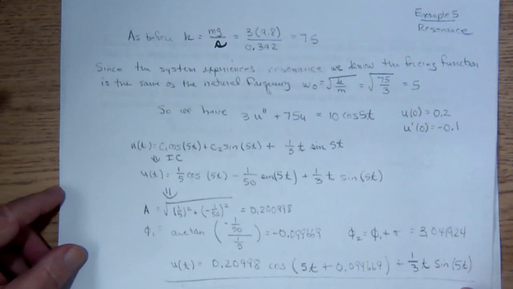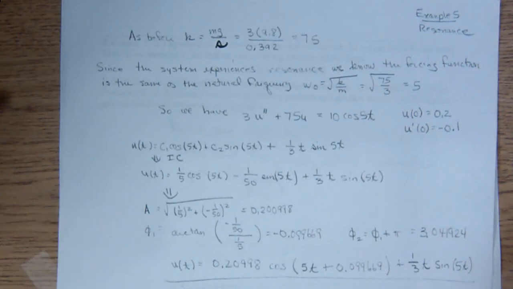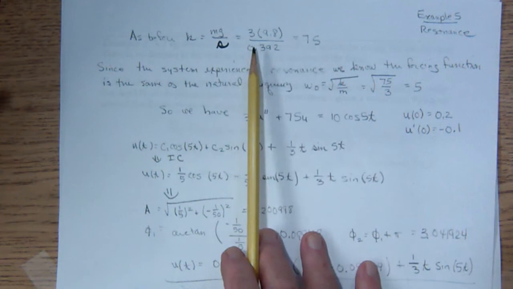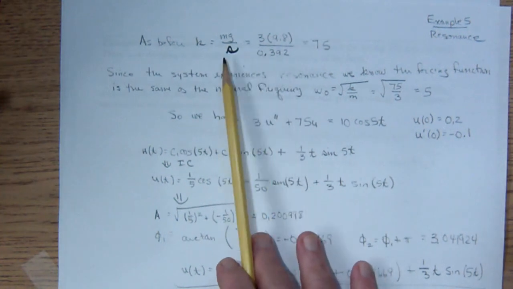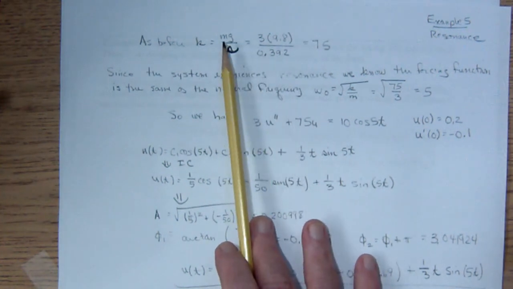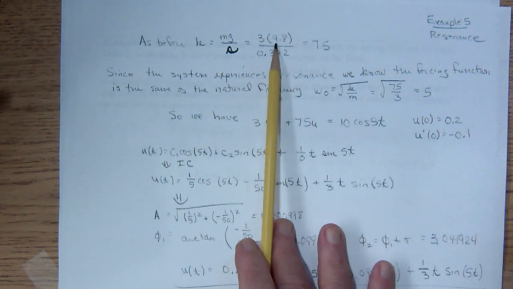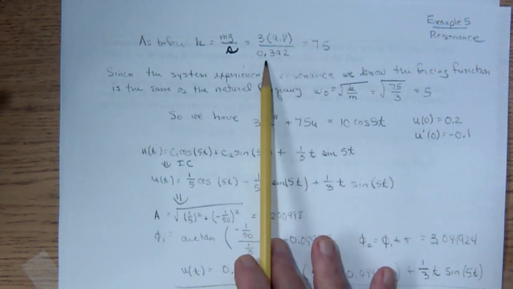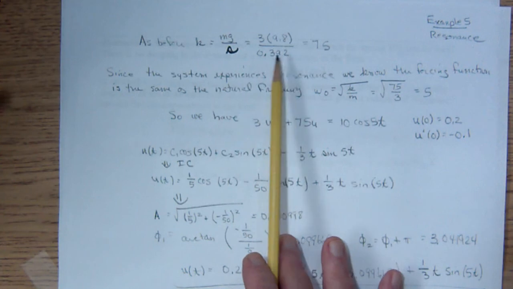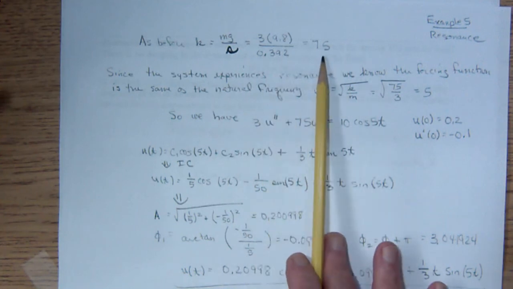Okay, so here we go. Now, as before, we have to find the spring constant. This is a different spring. And so what we have is mg. So there is the 3 kilograms. But now the acceleration due to gravity in the MKS system, I'm taking to be 9.8. I'm dividing that by 0.392 because I'm changing that to meters. And I will get 75 as the spring constant.